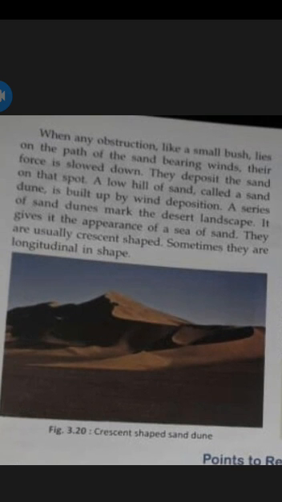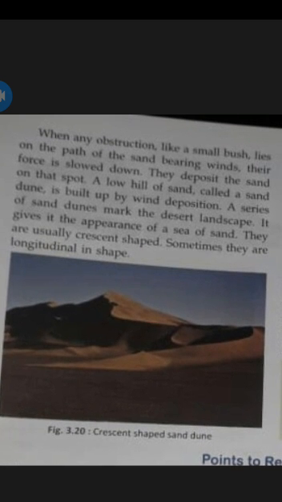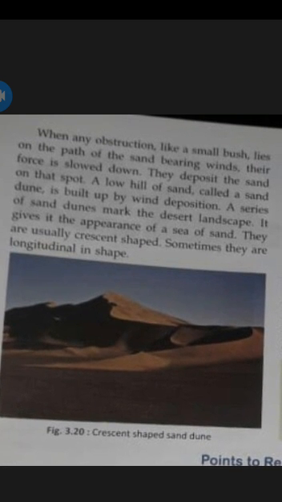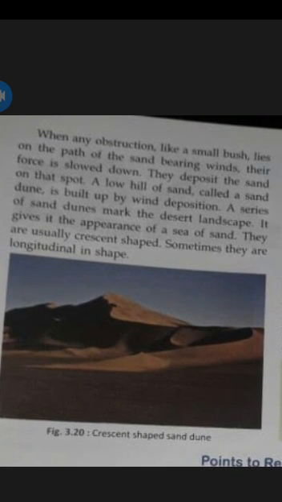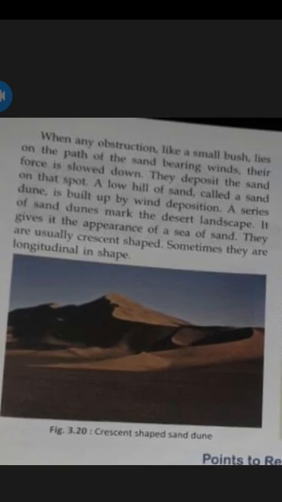A low hill of sand called a sand dune is built up by wind deposition. A series of sand dunes marks the desert landscape. It gives it the appearance of a sea of sand. They are usually crescent shaped. Sometimes they are longitudinal in shape.